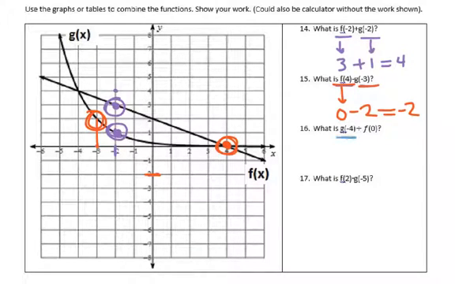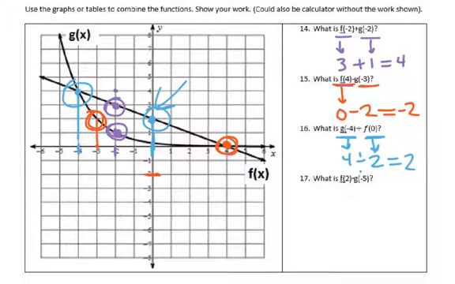Okay, now g of negative 4 divided by f of 0. Well, here's 0, so f of 0 is 2. G of negative 4 right here goes up, that's 4. So what's 4 divided by 2? It's 2. If I take this divided by this, we end up with that same thing.